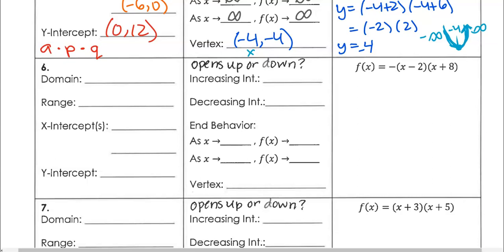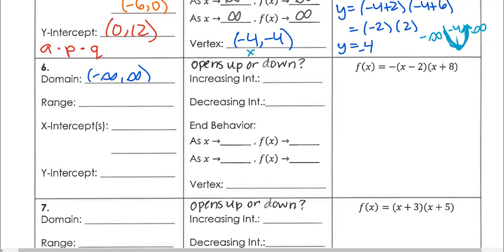Search graphing quadratics from factor form. See what happens. All right, so let's do 6 together, and then you're going to try 7 and 8. Okay? So, domain, what is it? All real numbers. So we're going from negative to positive infinity.